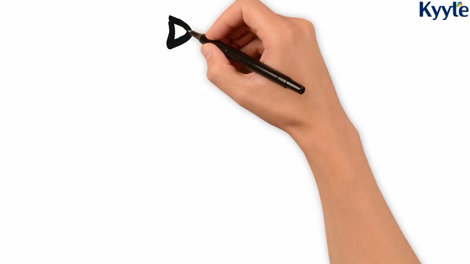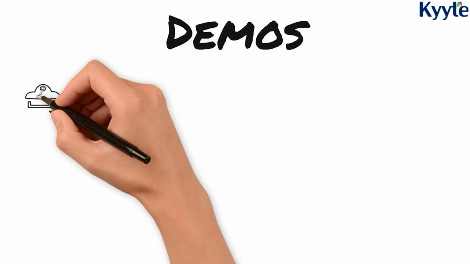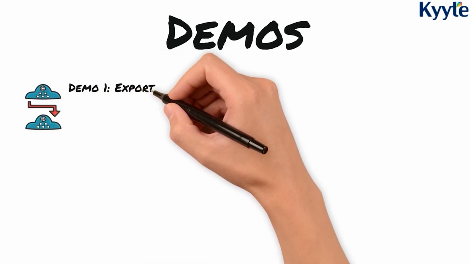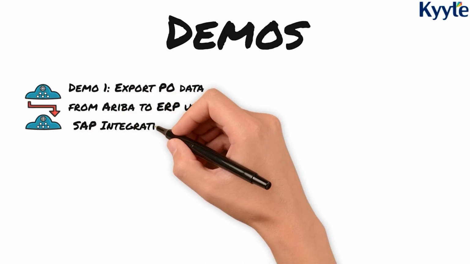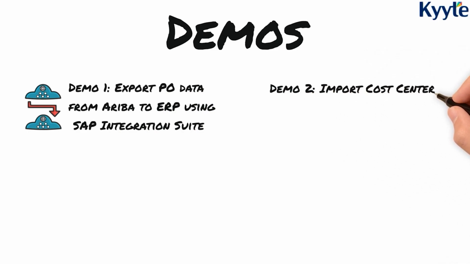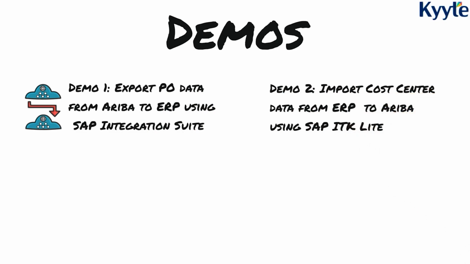We will now demo two scenarios in both SAP Integration Suite and SAP ITK Lite. In the Integration Suite, we will demo the export of purchase orders from Ariba to an SFTP folder. In the second scenario, using SAP ITK Lite, we will upload cost center elements from the SFTP folder to Ariba.